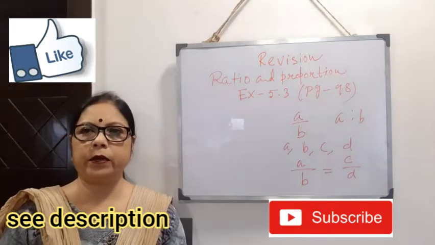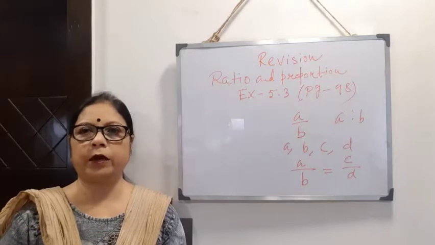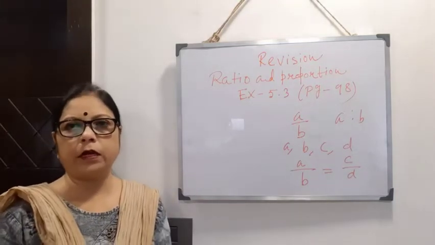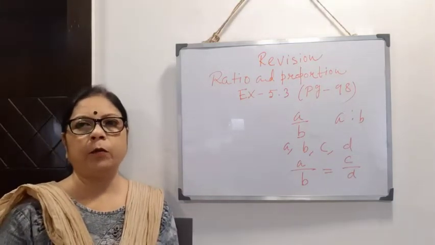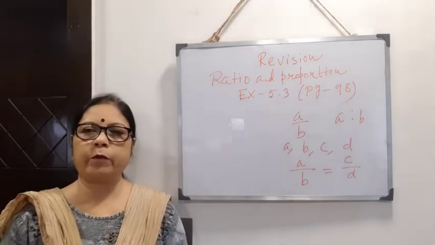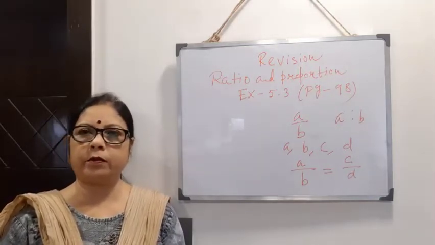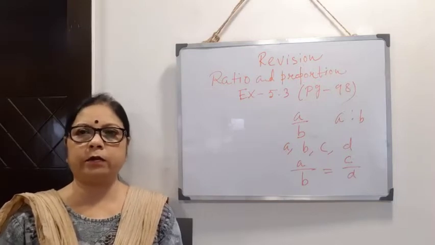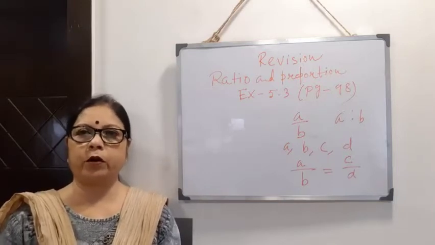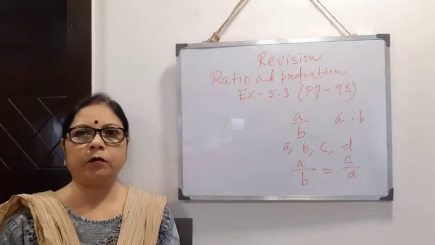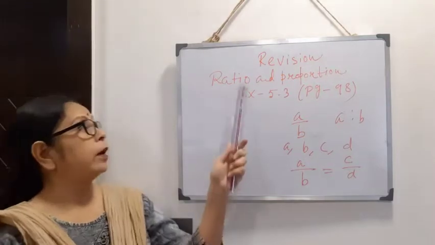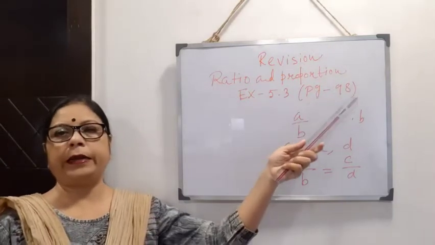Already I have completed your second unit test syllabus. Today I will do one revision class on the chapter of ratio and proportion. As I have already completed this chapter in your class, I will not start from the beginning. Today I will do some harder sums which are important for your board exam. Now this is exercise 5.3, page number 98.